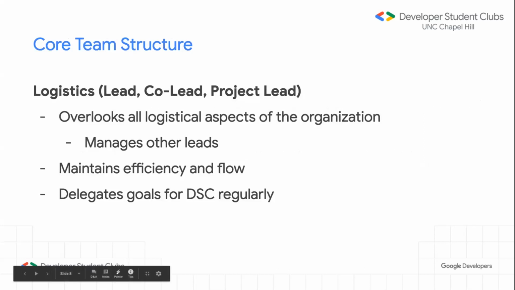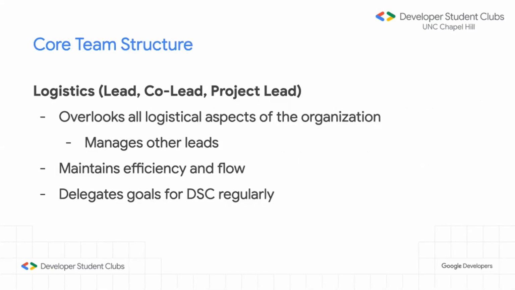Okay, so now I'm going to go over the core team structure just so you guys are familiar with how we're operating. To start with the logistics, this includes the lead, the co-leads, and the project leads. This is really all the logistical stuff. They're managing the other leads and all the core team. They're helping make sure everything is flowing. They're delegating tasks to make sure events are getting planned and people are being helped. So really, they're the overarching group that's making everything run smoothly.